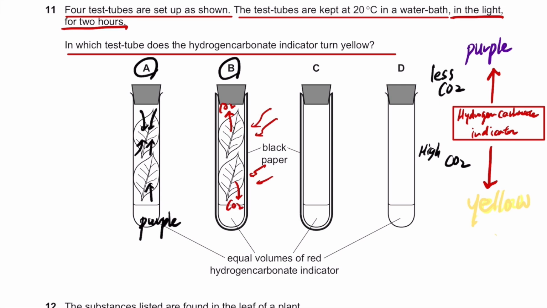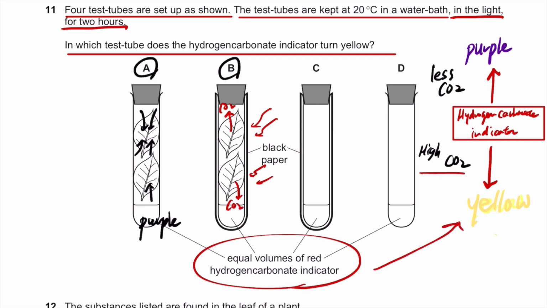and it's going to change the red hydrogen carbonate indicator into yellow because there's high concentration of CO2. Hence, the answer should be B. Okay?